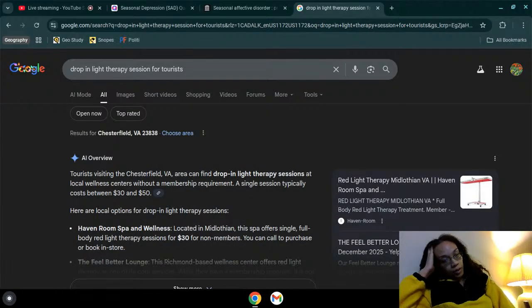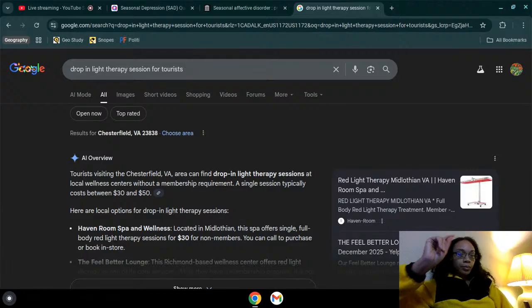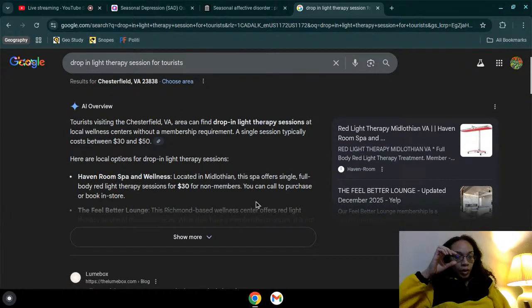Tourists visiting the Chesterfield, Virginia area can find drop-in light therapy sessions at local wellness centers without membership requirement. A single session typically costs between $30 and $50. Heaven Room Spa and Wellness, located in Midlothian, offers single full-body red light therapy sessions.